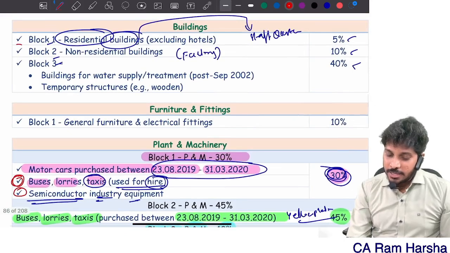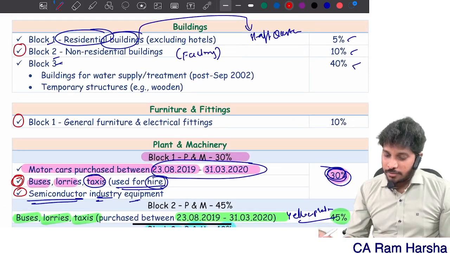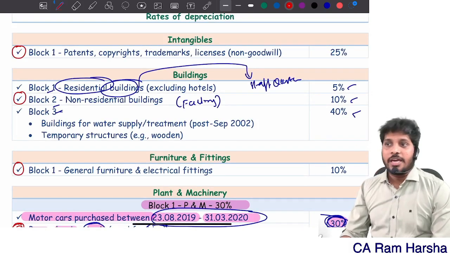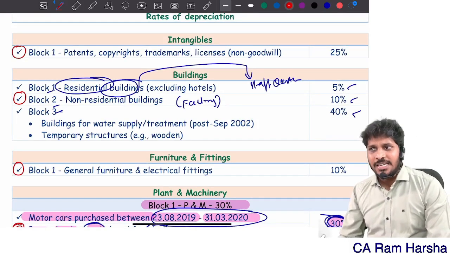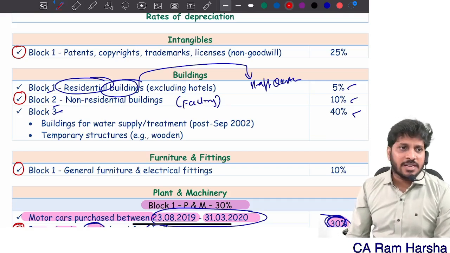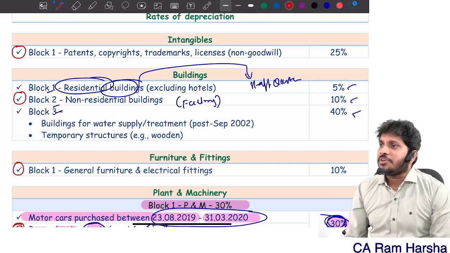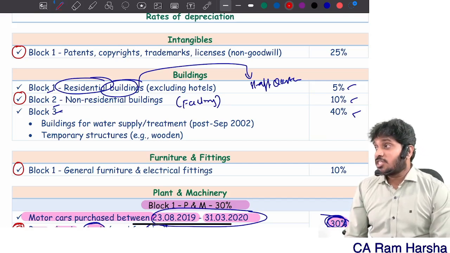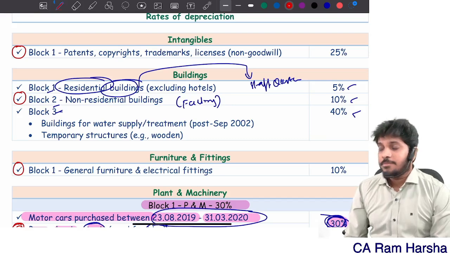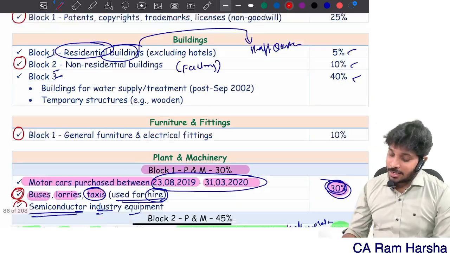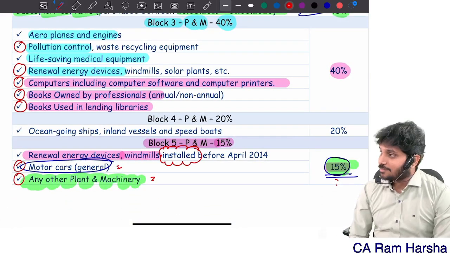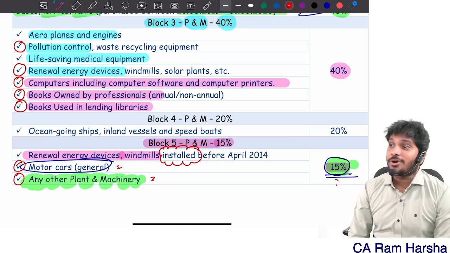Of course, buildings, furniture, and intangibles. Able to understand? Renewable energy devices, solar panels, all that, they carry what rate of depreciation? Normally 40. If they were installed before April 2014, remember here installation date is relevant, not purchase date. When they were installed is important.